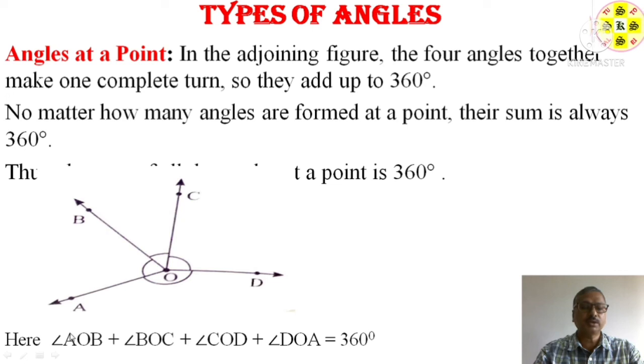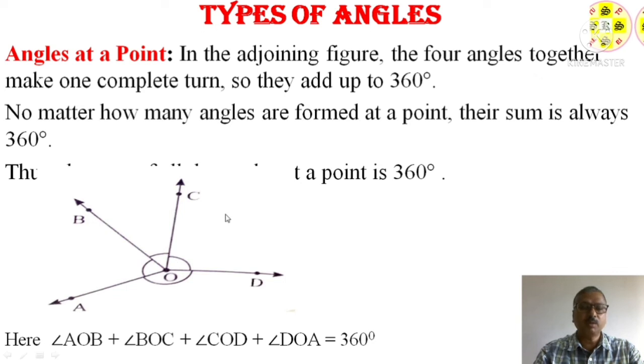Now see the writing process. If we start from A, AOB, then again we start from B, BOC, again start from C, COD, again start from D, DOA. So we came back to A. We start from A, and the last one is also A, so the complete circle is complete.